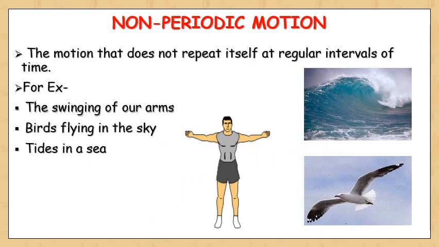Now come to non-periodic motion. Students, non-periodic motion is a type of motion that does not repeat itself at regular intervals of time. For example, a car moving on a crowded road, blinking of our eyelids, birds flying in the sky, and tides in a sea. All these are examples of non-periodic motion because they do not repeat themselves at regular intervals of time.